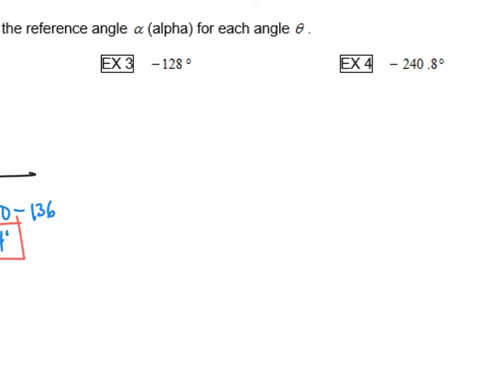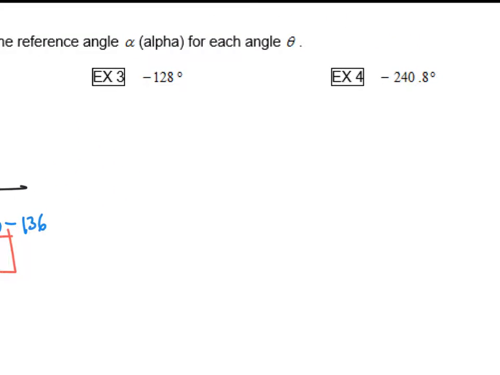Alright, so example 3, negative 128 degrees. Again, let's sketch out our angle. This time it's negative, so we're going down. If I go down, that's a negative 90. This is a negative 180, so that tells me it's going to be past the negative 90 and into this quadrant. So how far into that quadrant does it go? Well, that reference angle in the third quadrant would connect to this x-axis.